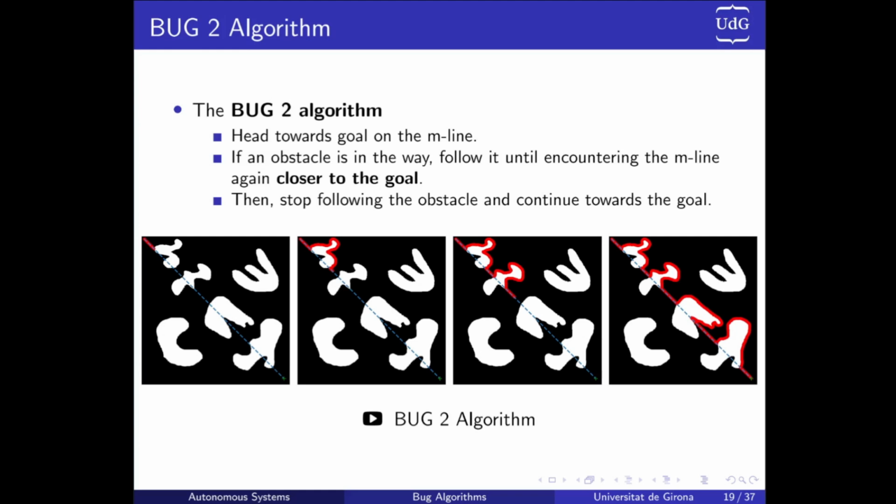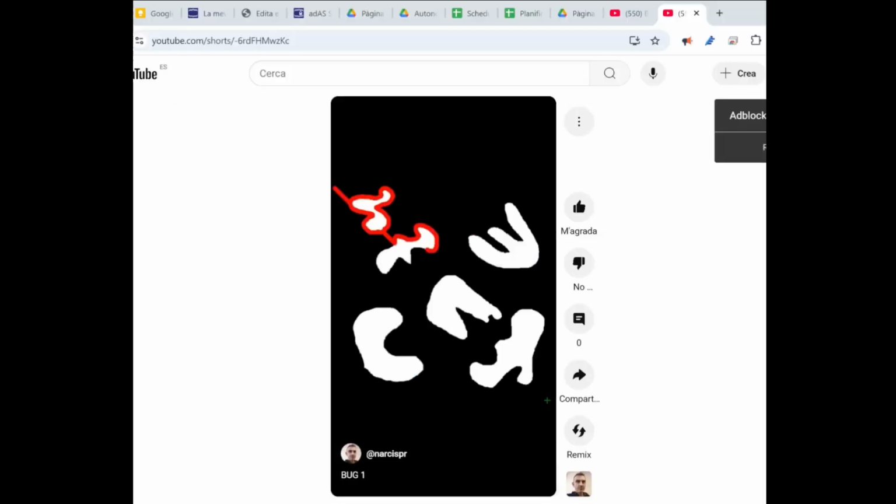And then, if an obstacle is in the way, it just follows the boundary, like in Bug 0, Bug 1, until it encounters the M line again. But this is very important, and this is why I marked it in bold: closer to the goal. What happens if here I do some kind of a strange loop, and I meet this blue M line farther from the goal than the hit point, than this point here? I'm not going to follow it. I only want to follow the M line if I found it again and it's closer to the goal than the hit point.